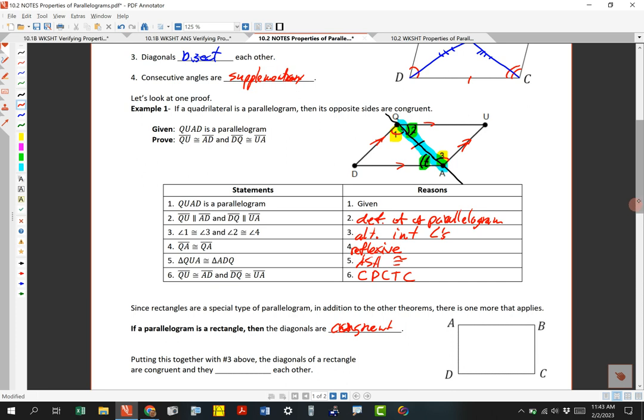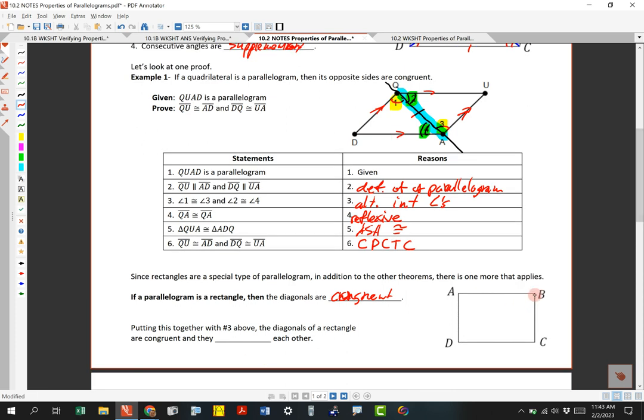So putting this together with number 3 up above, the diagonals are congruent and they, Lizzie, what else do they do to each other? Bisect. So what that means is, since they're exactly the same length and they cut each other in half, we've got 4 congruent pieces. So if you take a look here, we've got a pair of isosceles triangles on the top and a pair of isosceles triangles that are different triangles on the side.